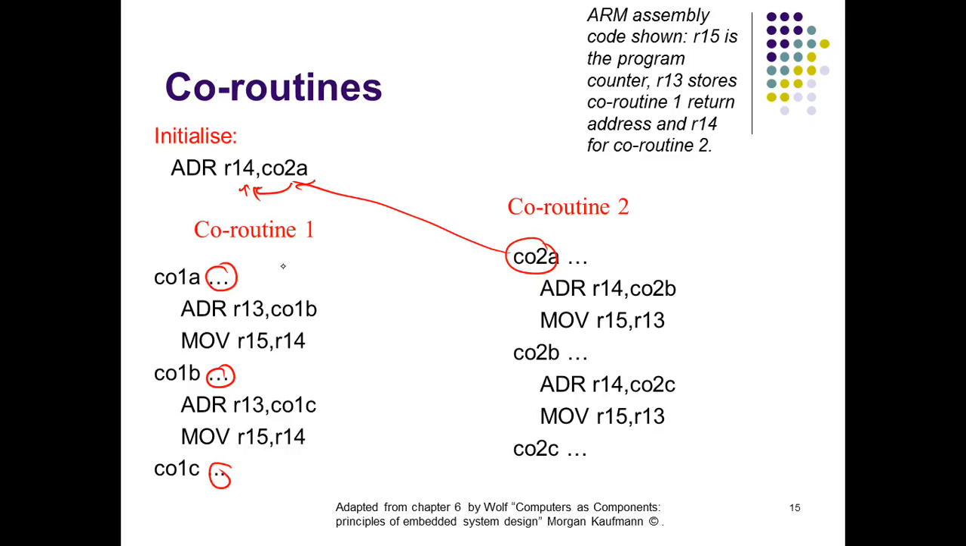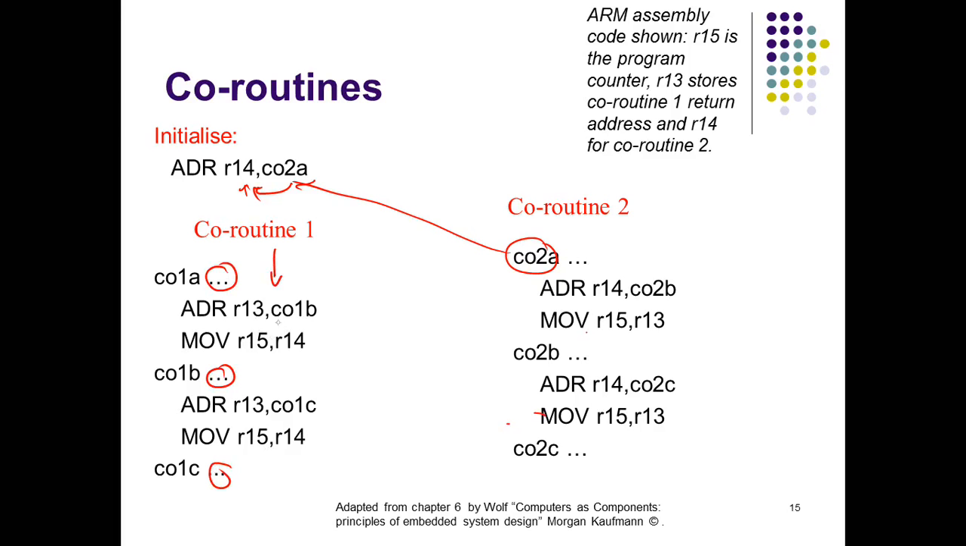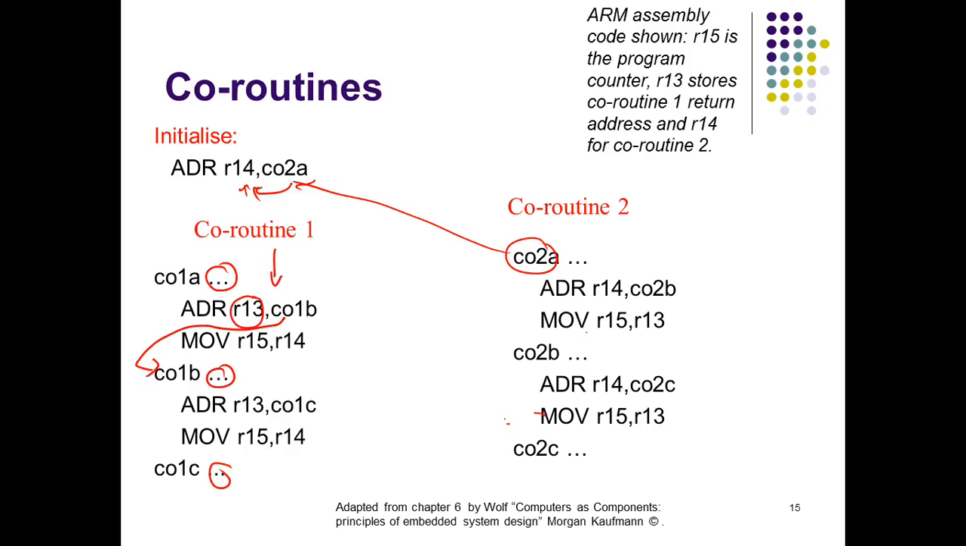Okay, so you start off here, you do some work within coroutine 1, and then you put the address of where I want to return to. When I come back to coroutine 1, I want to return to call B. So I store that result in R13. Then I move R14 into R15. What does that do, anyone?